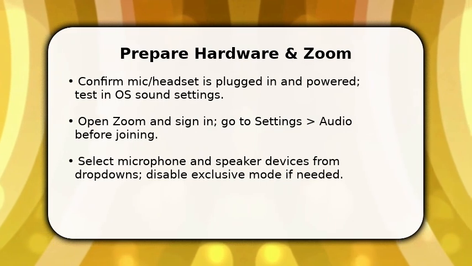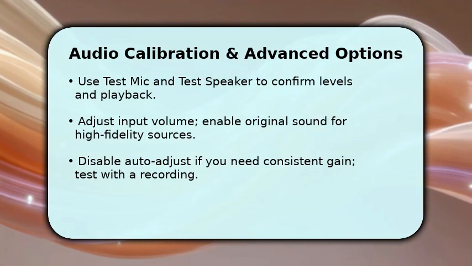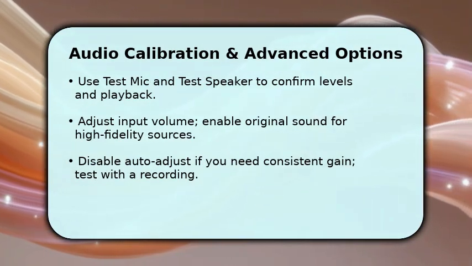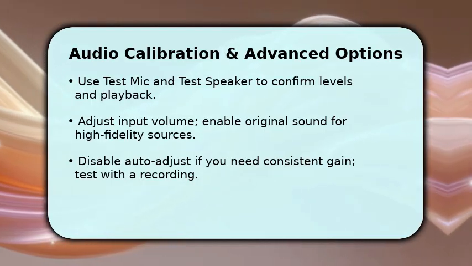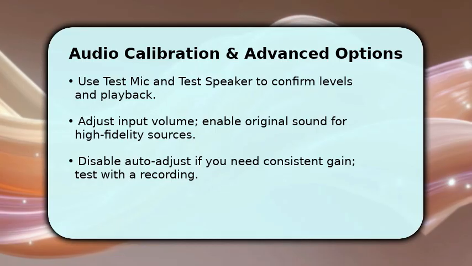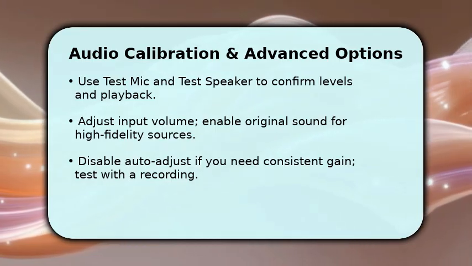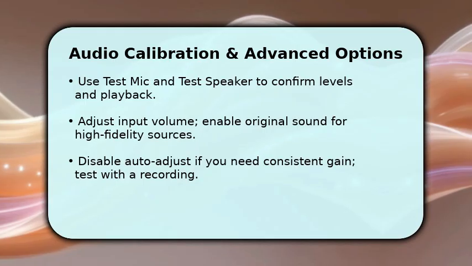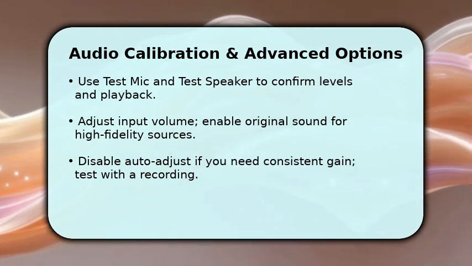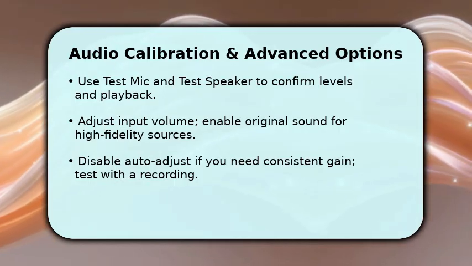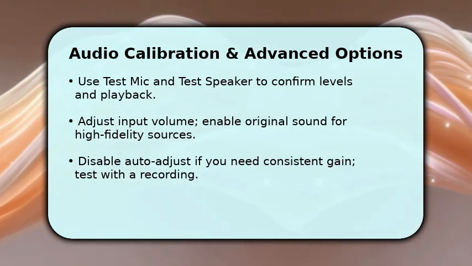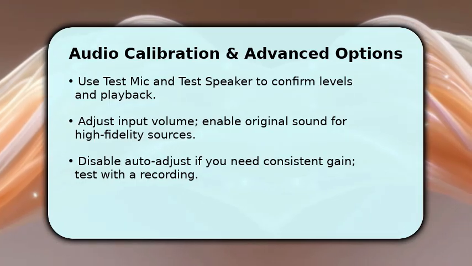Next, you calibrate audio levels to prevent clipping or inaudible speech. Use Zoom's test mic and test speaker buttons to hear playback and record a short test. If voice sounds thin or compressed, adjust the input volume slider and consider enabling original sound for music or high-fidelity mics because it bypasses Zoom's noise suppression. Conversely, disable auto-adjust if you require steady gain. Make sure to record and play back a short clip.